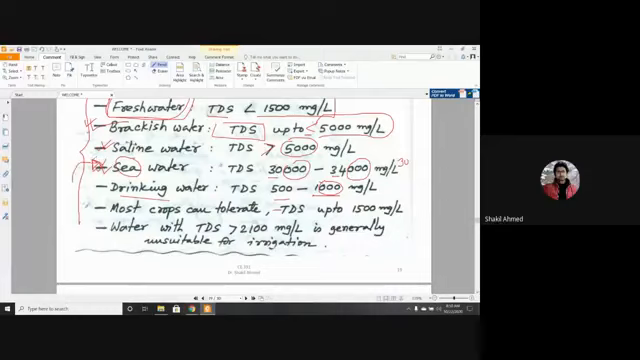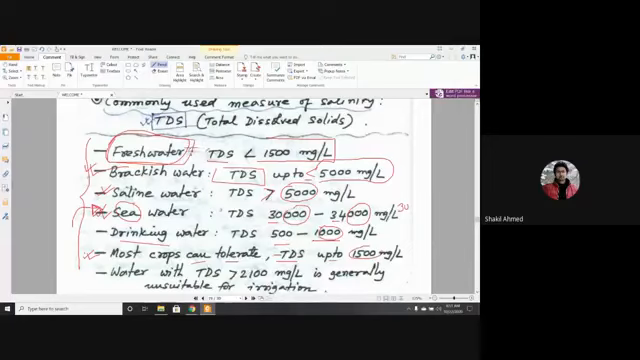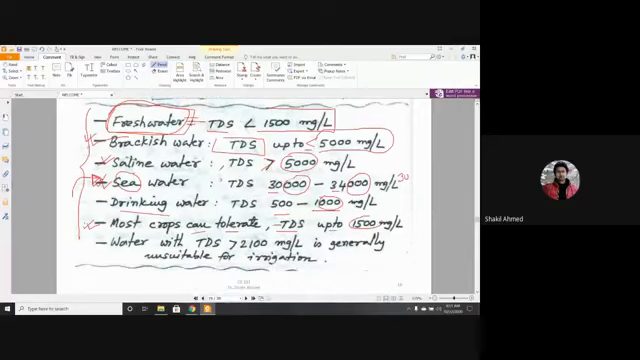Now, why are we concerned about salinity? Because most crops can tolerate TDS up to 1500 milligram per liter, that means fresh water. Water with TDS greater than approximately 2000 is generally unsuitable for irrigation.